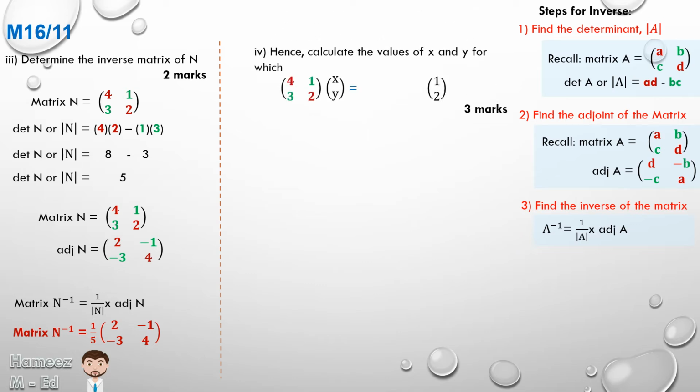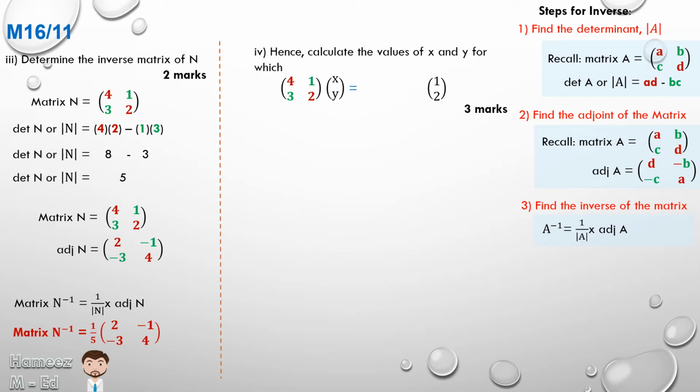Part 4 now. Hence, meaning that we can use what we've just worked out in part 3 for N inverse, calculate the values of x and y for which the matrix 4, 1, 3, 2 times x, y is equal to 1, 2. And this would be two simultaneous equations that we have to solve.